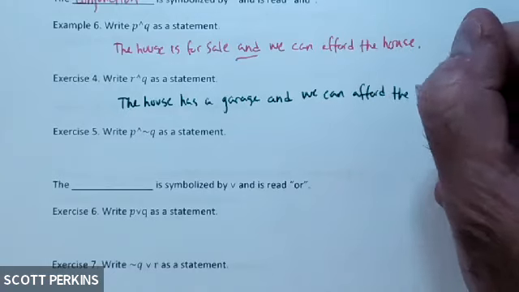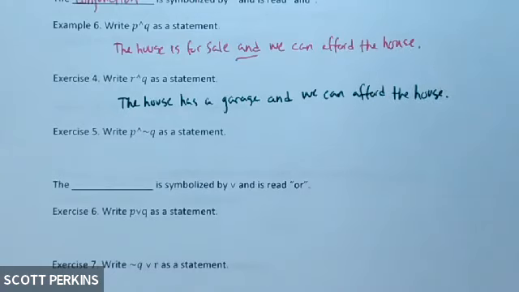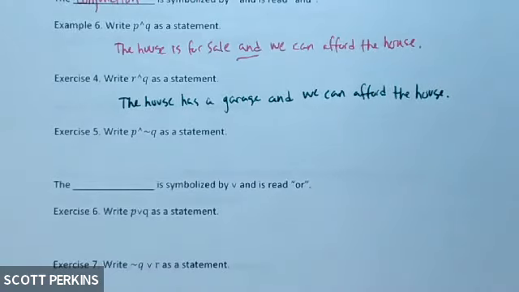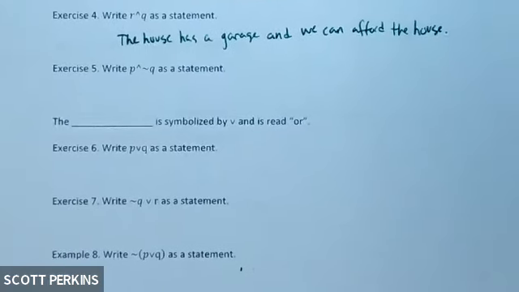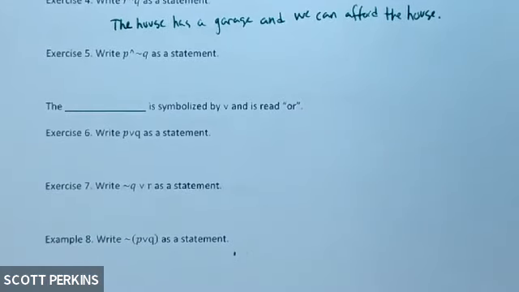I have one more problem, just because we're going to start combining the different connectives as we get them. So exercise 5 does just that. It combines our conjunction and the negation. So give that a try. Make your best effort, please.